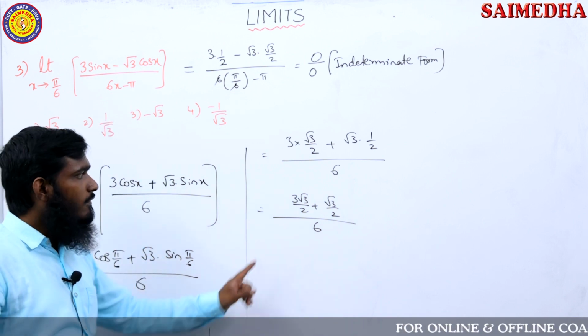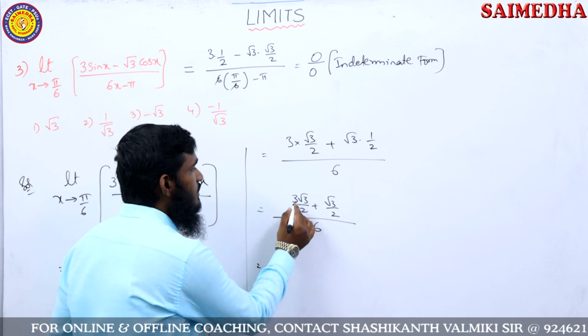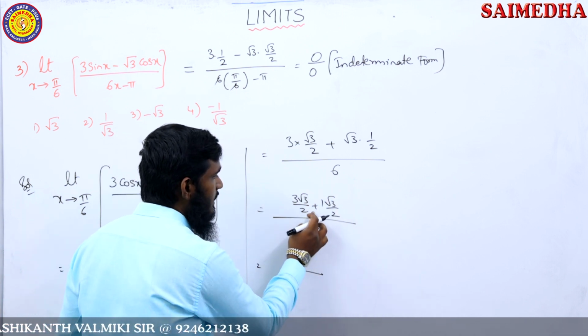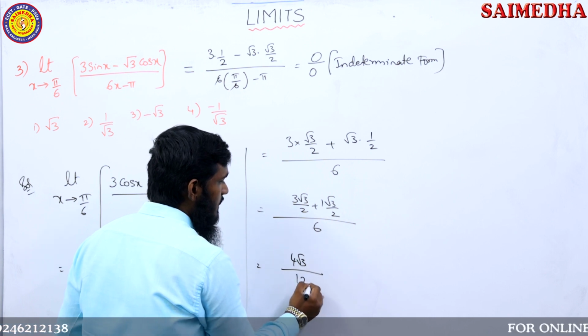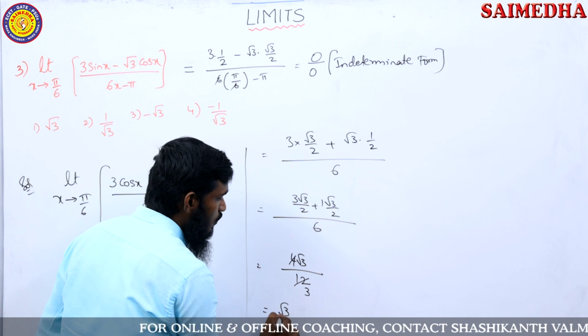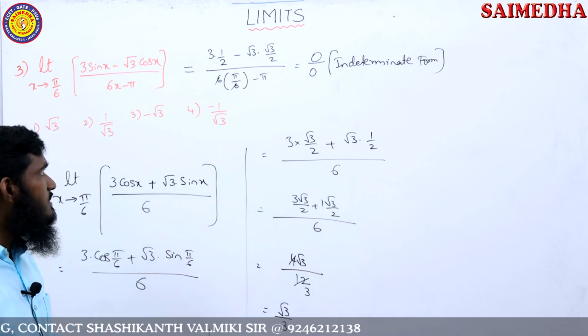Is it clear? Now when the denominators are the same, what can we do? We can add the numerators over here. So 3 plus 1 is 4, so 4 root 3 divided by 2, and 2 times 6 will be 12. So 4 ones are 4, 4 threes are 12, which is equal to root 3 divided by 3. Root 3 divided by 3, this is the final answer.